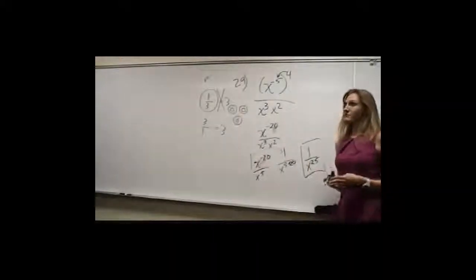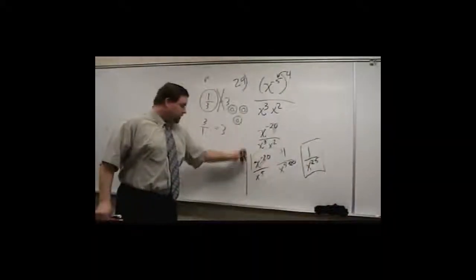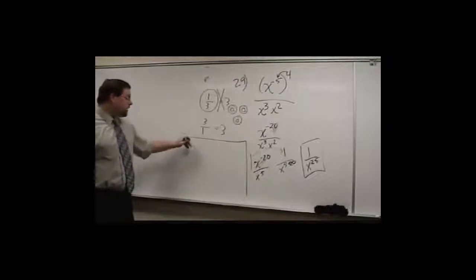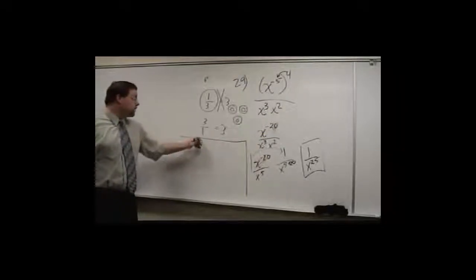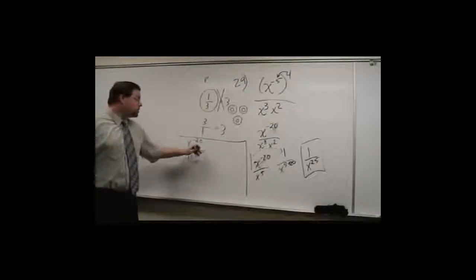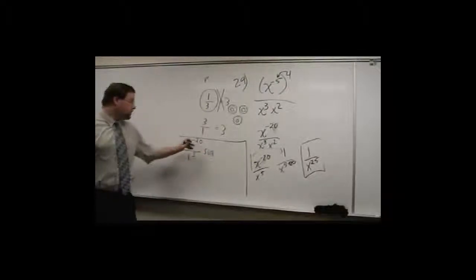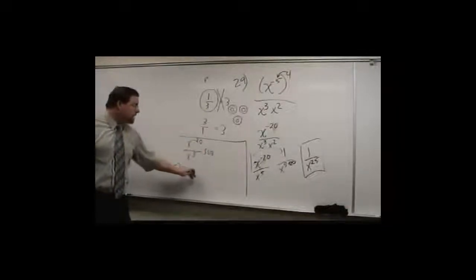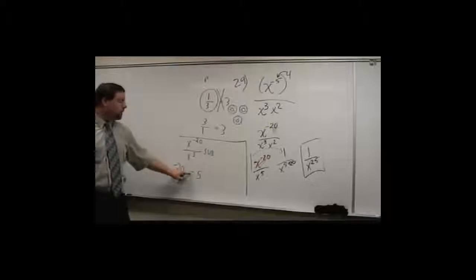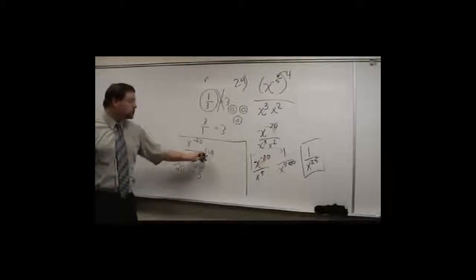And there's one other way you could do this, and it depends on how you learned it. You have x to the negative 20 over x to the 5th. You learn that you subtract, and if you subtract, then you have negative 20 minus 5. Where does the minus sign come from? From the operation that we're doing, which is subtract.